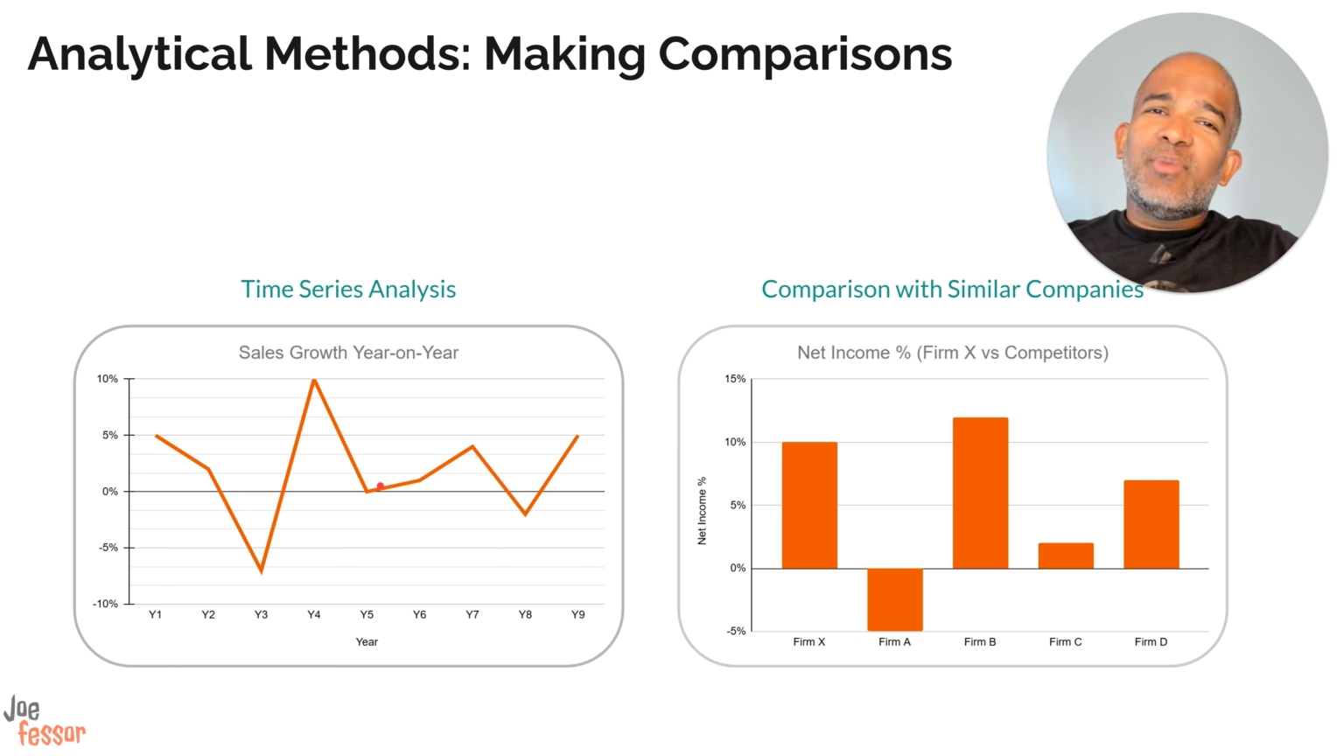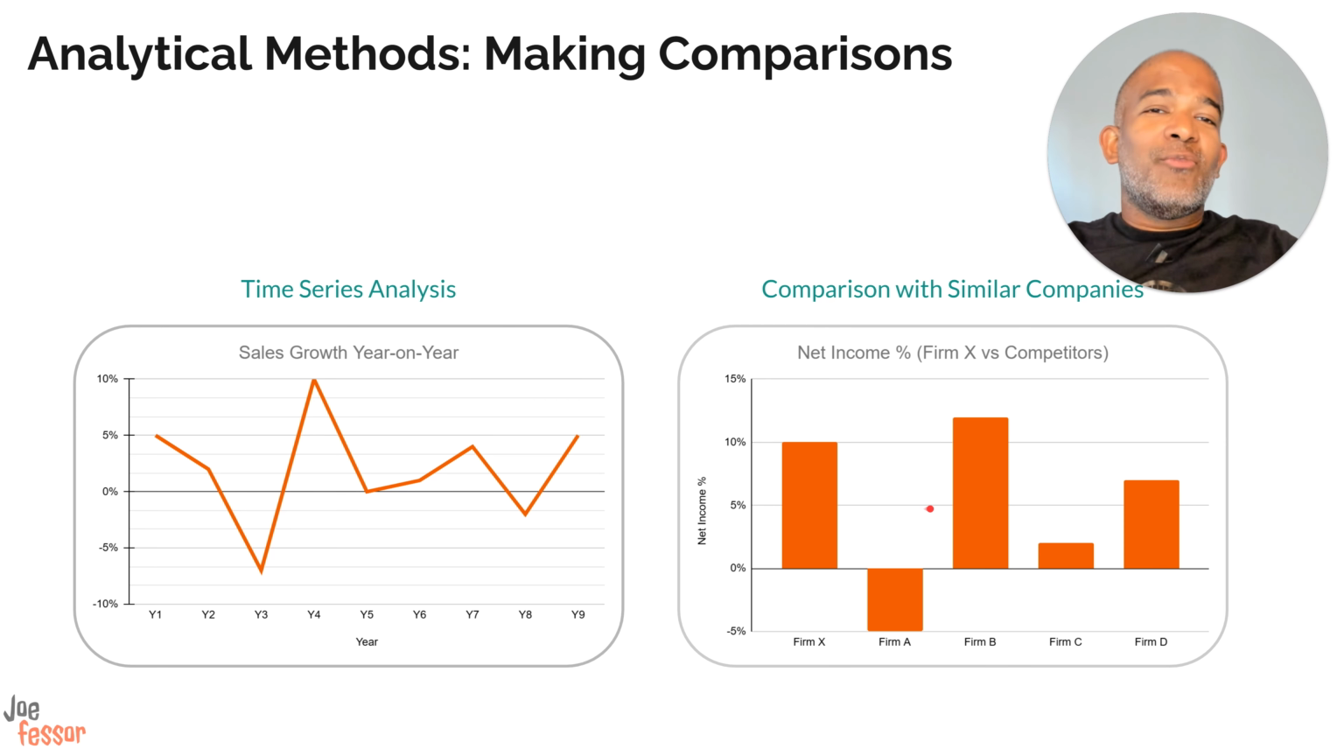Okay, on the left we have time series analysis. This involves looking at a single company's performance, like its sales growth for example, over several years. Okay, this line graph visually illustrates the importance of examining trends and identifying progressive deterioration or improvement in performance.